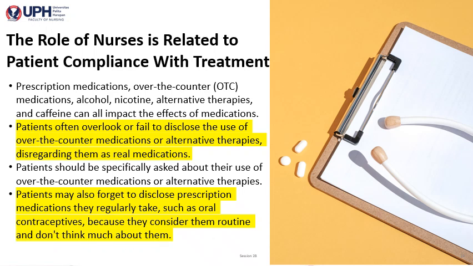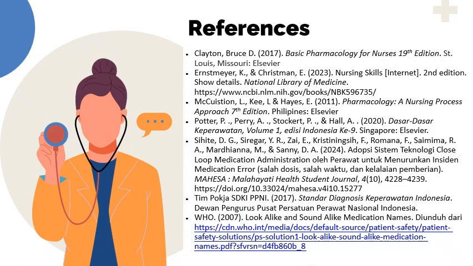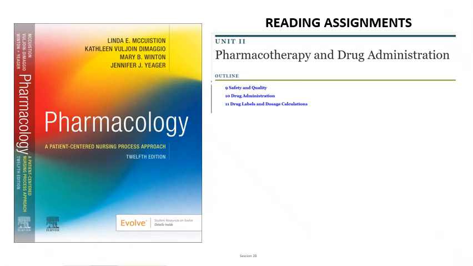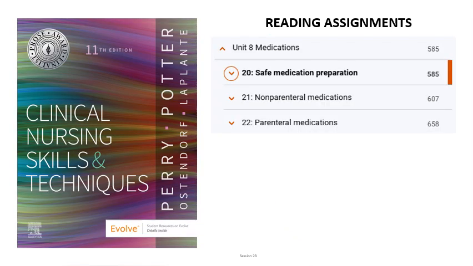Alright, so these are the references, and please feel free to do the reading assignment for your class from this book in Unit 11, Unit 2, the Safety of Drug Administration and Drug Levels. And also in this book, please take a look at Unit 8 on medication so that you will understand more about how to administer medication.